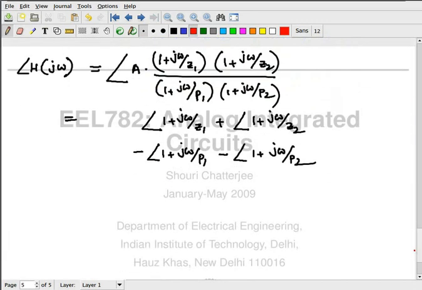Alright, when omega is much greater than P1 but less than everything else, much less than Z1, Z2, everything else, so I just get minus 90 degrees because of P1. Omega is much greater than P1, so the first term becomes infinitely large. So angle of j times infinity is plus 90 degrees. Okay? And then there is a negative sign, so you get minus 90 degrees.